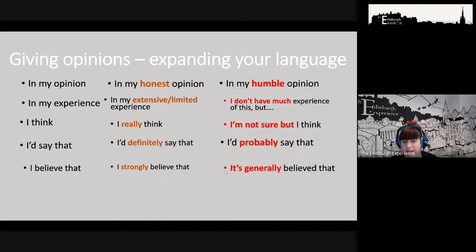And especially in written English, this is where you'd see a structure like that one. It's generally believed, okay? So that's the kind of thing that works really nicely in essay writing, yeah? In another lesson, we're going to talk about giving opinions in writing, right? But today we are focusing on speaking. And again, I strongly believe, for example, if you were giving a presentation, that would work very nicely, but maybe not so much just for a normal conversation.